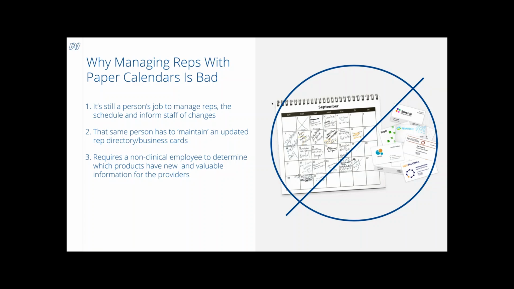And if you are using a clinical person, then you're asking somebody who's obviously qualified, but also very busy and highly paid, to try to review this information and figure out which rep should come in, and that's not ideal either. So certainly an automated system is better for that.